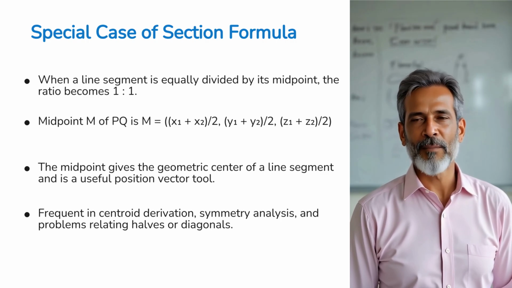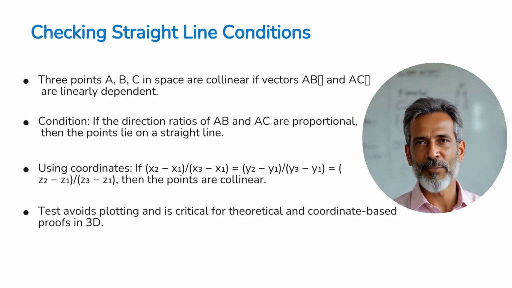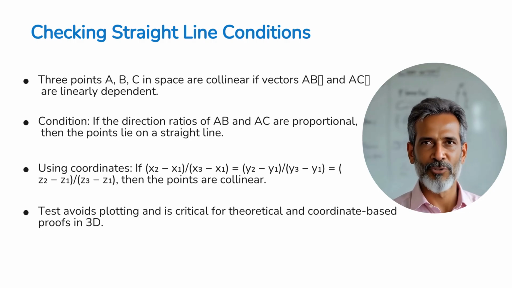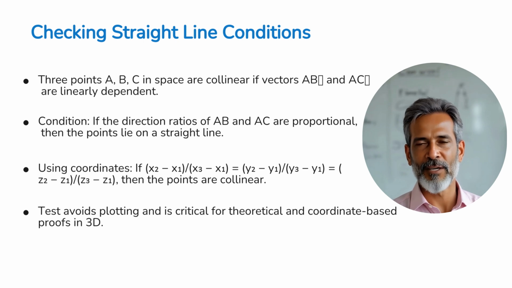Excellent beta. Now, how do we check if 3 points in space lie on the same straight line? This is the concept of collinearity in 3D. Suppose you have 3 points A, B, and C. The points are collinear if the vectors from A to B and from A to C are linearly dependent, that is, if one vector is just a scaled version of the other. In simpler terms, the direction ratios of vector AB and vector AC must be proportional.